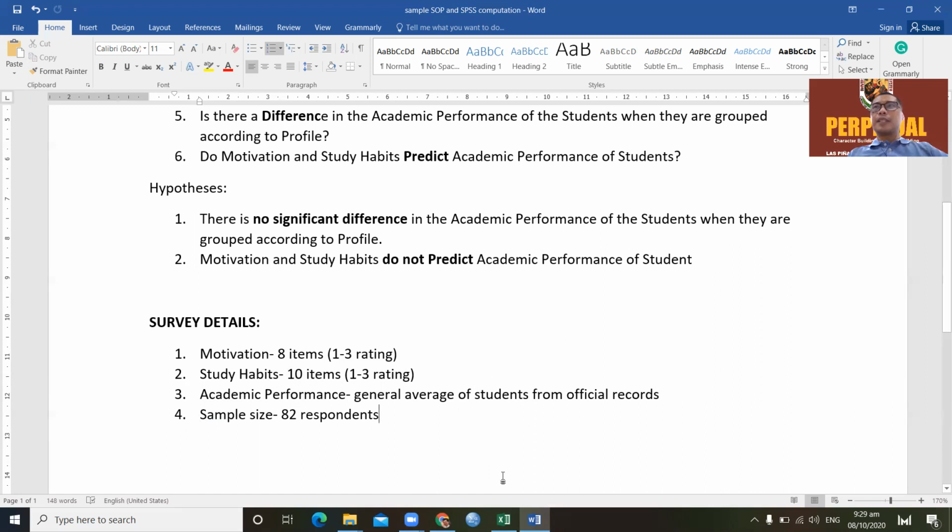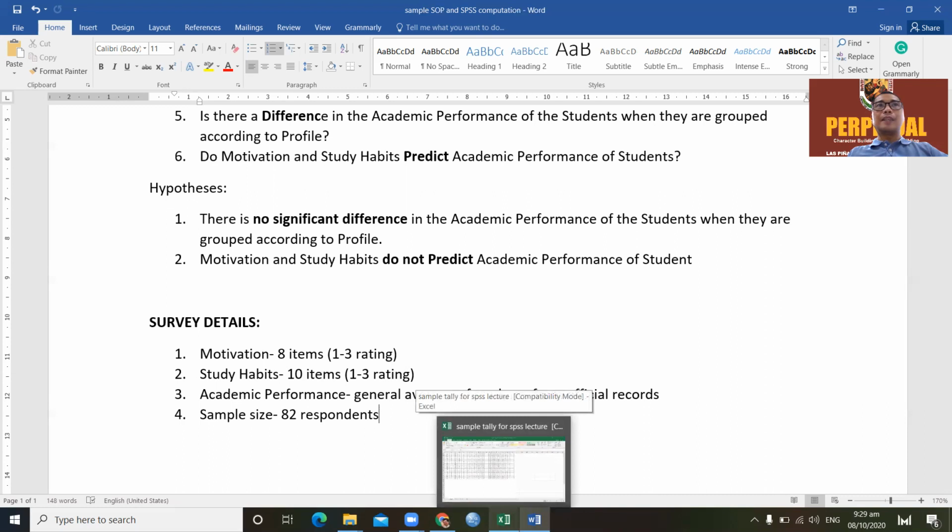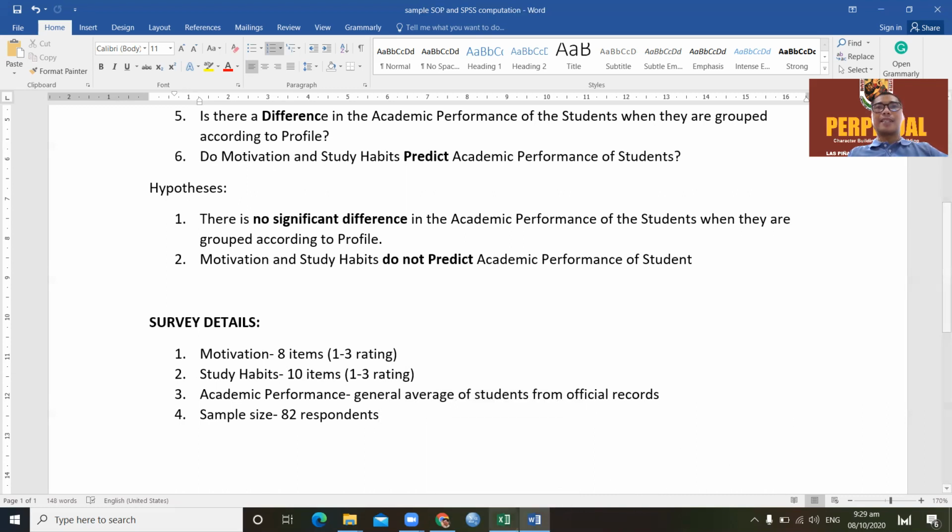Now, what you need to do first, of course, is to gather the data, the answered questionnaires. You have 82 all in all, based on their answers on profile, motivation, study habits, and academic performance. And you need to tally them, encode them in Excel form. Okay, I want to highlight: tally them in Excel form. This is a sample of a tally for this particular case.